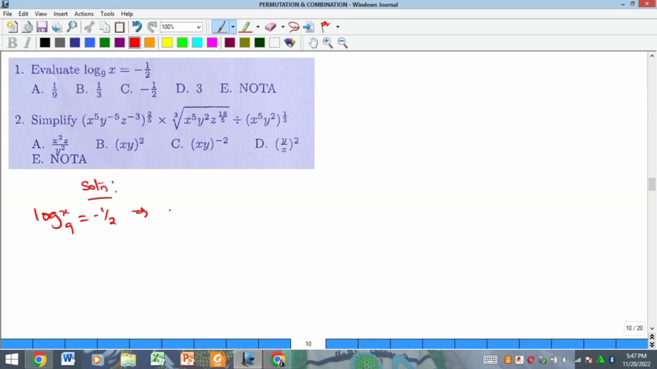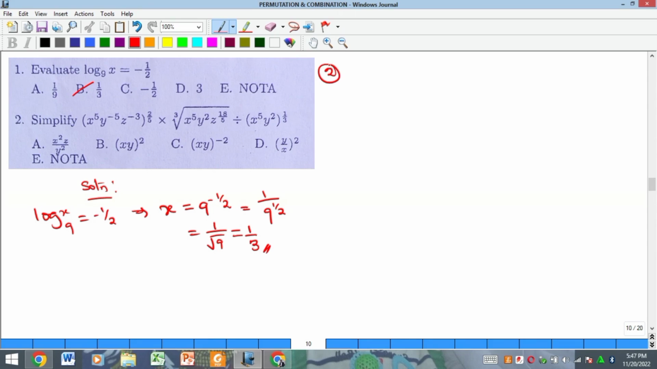So that means my x is equal to 9 raised to the power of minus half. And of course, by indices, this is going to give me 1 all over 9 raised to the power of half, which is equal to 1 all over, of course, power half means square root of 9, and that is equal to 1 all over 3. And you can see here now that our solution for number 1 is B.